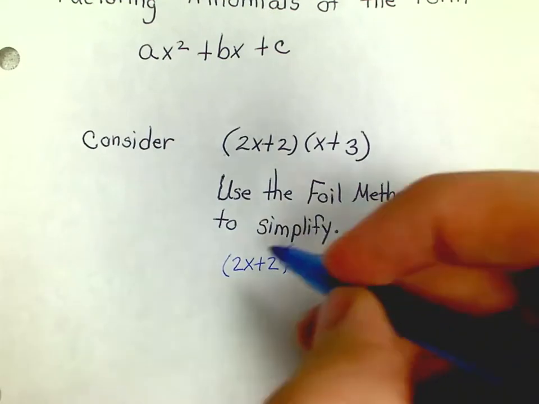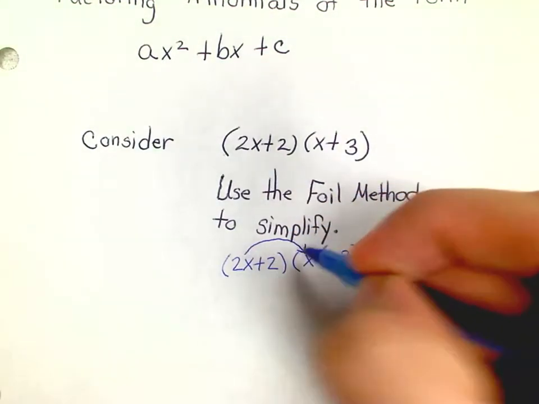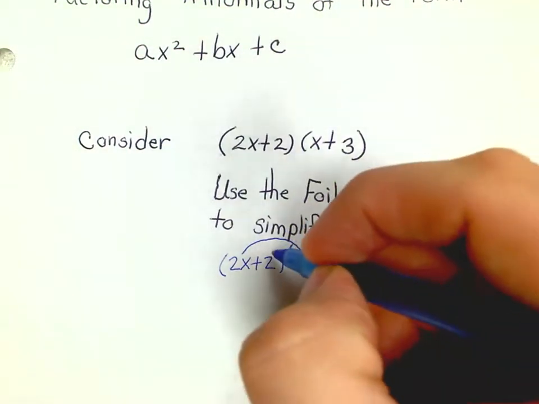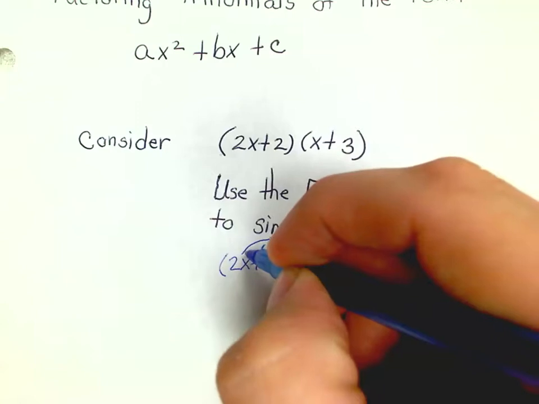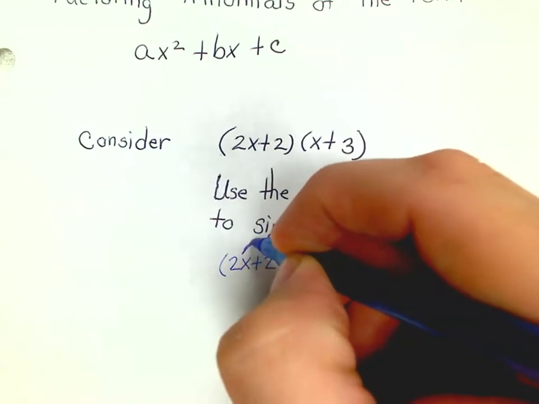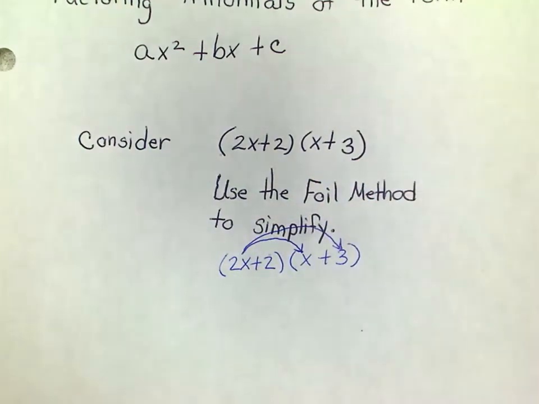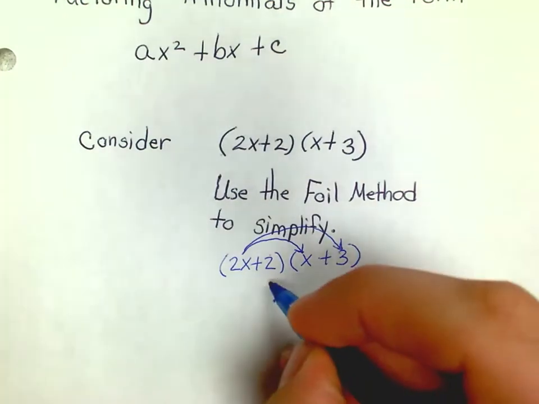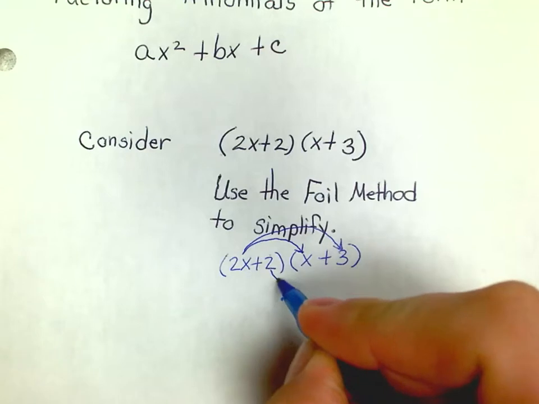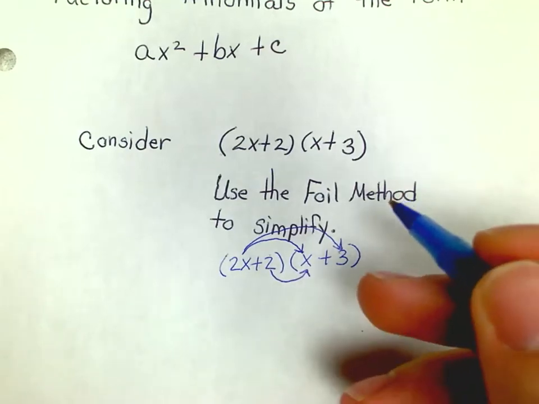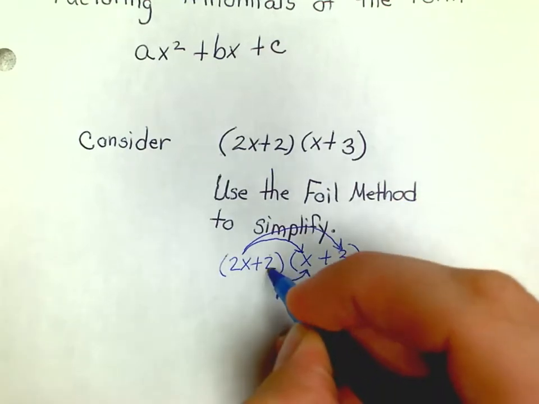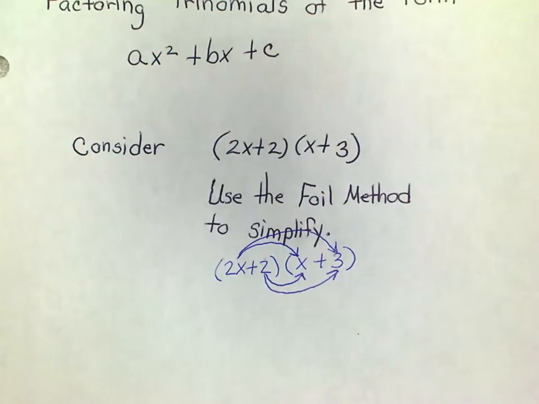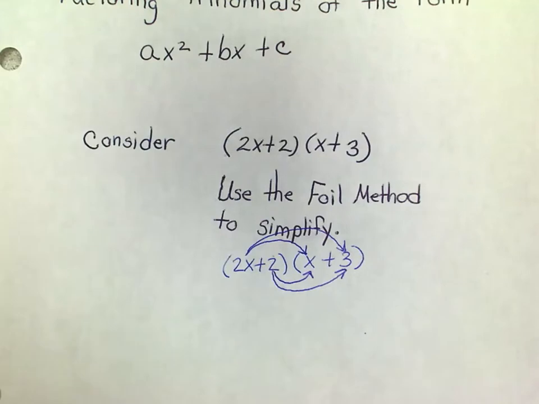Using the FOIL method, we take the 2x and multiply it times the x in the second set of parentheses for the F, the first. Then we take the 2x in the first set and multiply it by the 3 in the second set of parentheses for the O. For the I, we move to the 2 in the first set of parentheses and multiply it by the x. And finally for the L term of FOIL, we take the 2 and multiply it by the 3 in the set of parentheses that comes second.